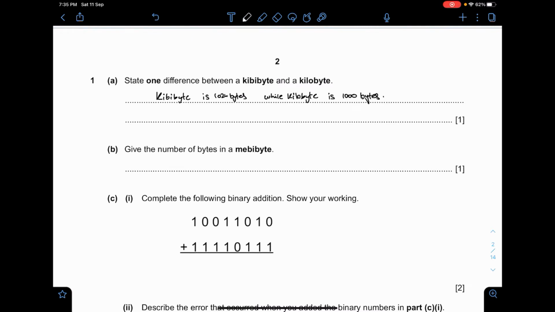And give the number of bytes in a mebibyte. So 1024 multiplied by 1024, and if you want to calculate the final answer, it is 1,048,576. You will have to do this by hand, because first of all, calculators are not allowed in computer science examinations.